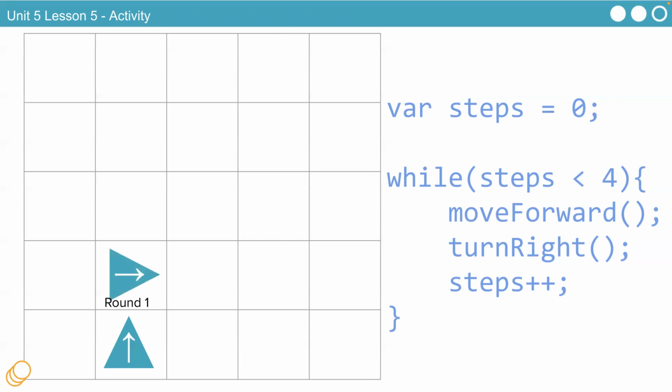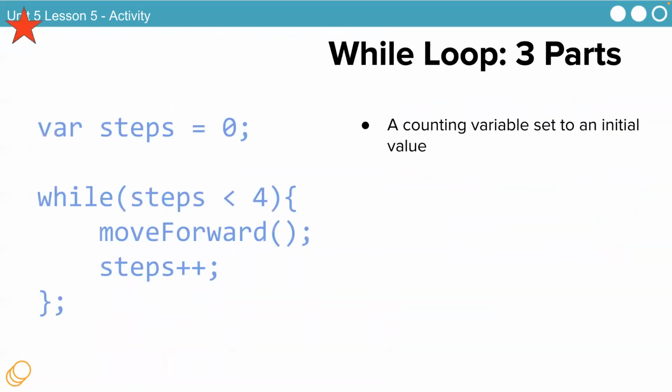Okay, here's round 1. You probably saw that. Round 2, round 3, round 4, and then we exit the loop. We kind of basically just went in a circle, right? And some people would say, why did you do that? You did nothing. Well, we went in a circle.